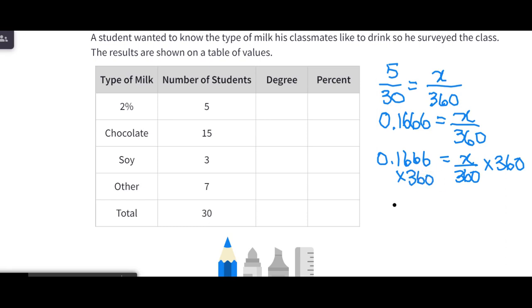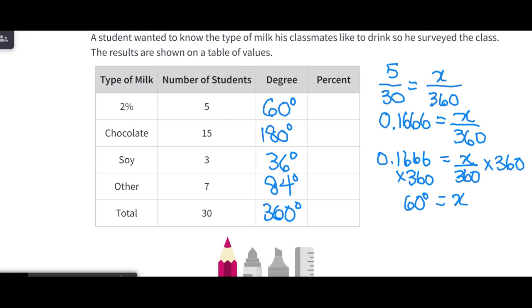And then finally, we multiply that by 360 on our calculator. It is 60 degrees. So that's basically how you calculate degrees, and you do the same thing for 15 students, 3 students, 7 students, and then for the total of 30 students, it should all fit into the 360 degrees over here.